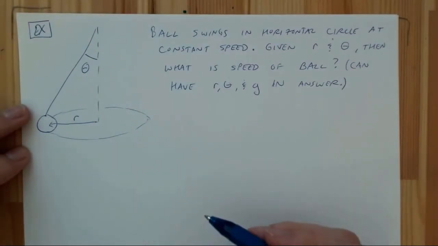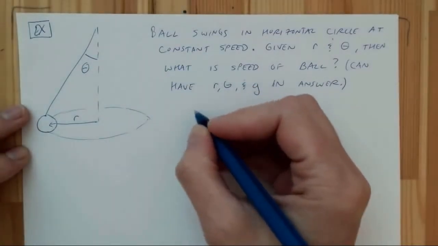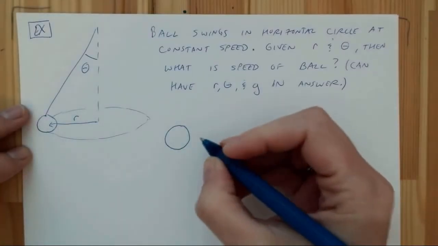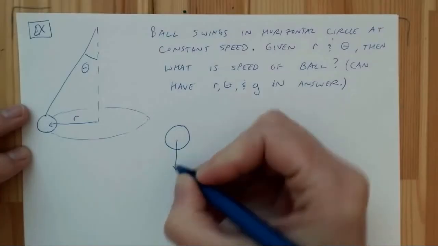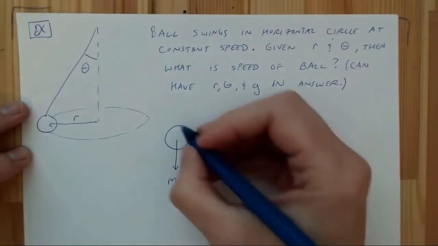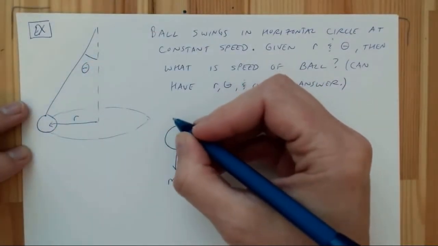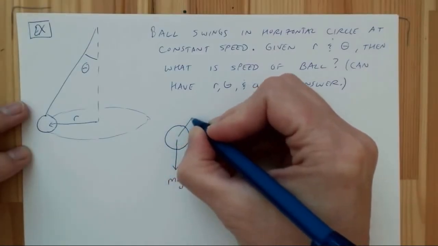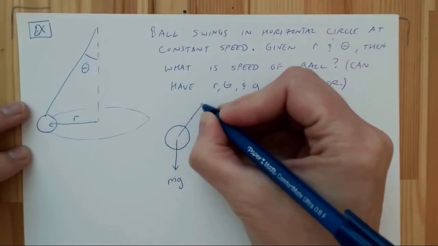Okay, so in this situation, we want to start like we always do, which is to draw our free body diagram. And in this case, we really have two forces acting. We have the weight, which is mg, and then we have the tension in the rope. And the tension is what's causing the centripetal acceleration. So the tension goes along the direction of the rope, away from the object.